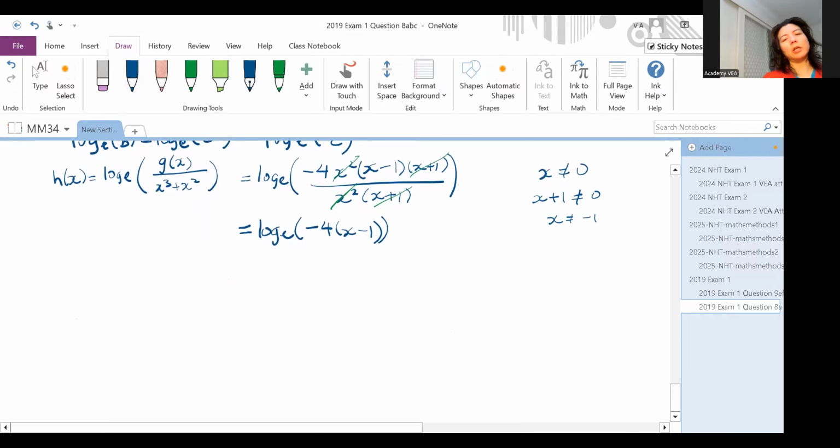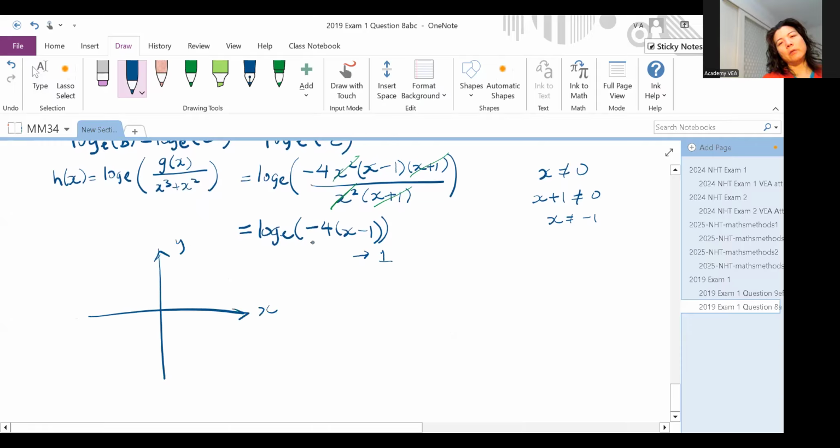And this has a shape. Let's think this through. You have a horizontal shift of positive 1 to the right, and the negative in front here means it's reflected this way. So we still have the same asymptote, which is x equals 1. But instead of doing this, it does the opposite, which is something like that.